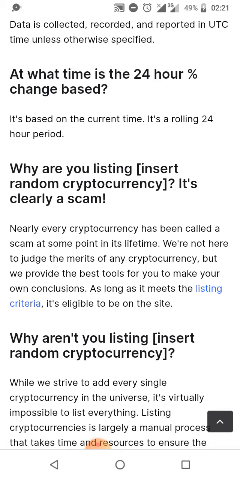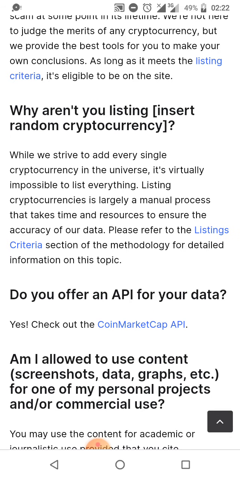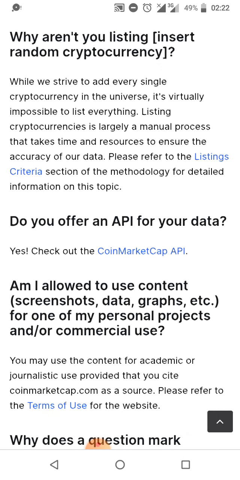So why are you listing this coin? It's clearly a scam. Nearly every cryptocurrency has been called a scam at some point in its lifetime. We are not here to judge the merit of any cryptocurrency, but we provide the best tools for you to make your own conclusion. As long as it meets the listing criteria, it's eligible to be on the site. So guys, you can check out the listing criteria to know more. But the thing is that even Bitcoin itself has been called a scam, although it has made so many people millionaires and billionaires.